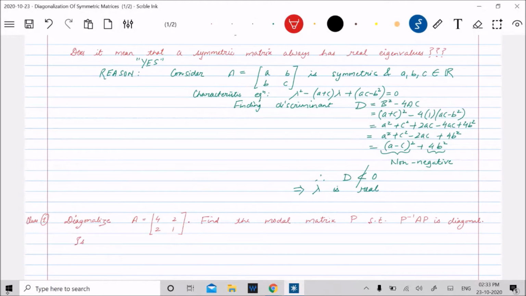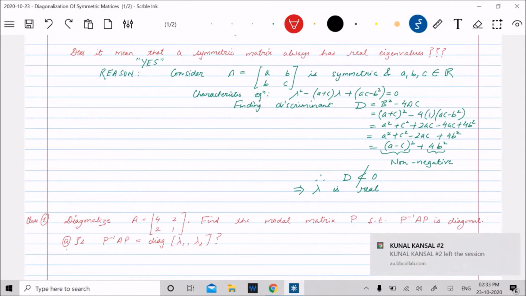Is P inverse AP equal to DIAG lambda 1 comma lambda 2? This is a question to you. Is it happening there that P inverse AP becomes the DIAG? However, this is true. I have taught you that this is always true, right?